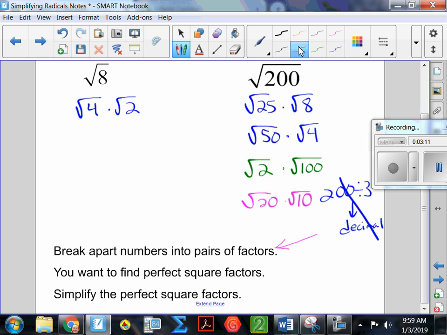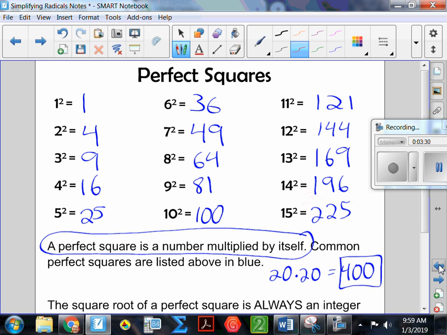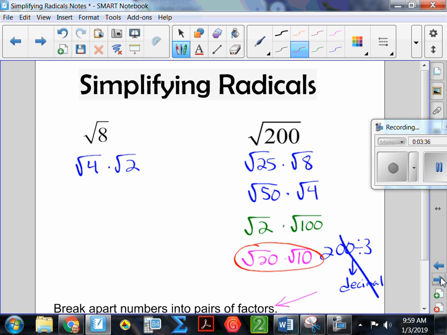The second tip is that we want to specifically find perfect squares that are one of my factors. So this bottom example with the 20 and the 10 in pink is not going to be a good one to work with for this strategy because there's no perfect squares. Here's the perfect squares again. 20 and 10 are not listed in blue at the top of the page. So I'm not going to use this one because there are no perfect squares.